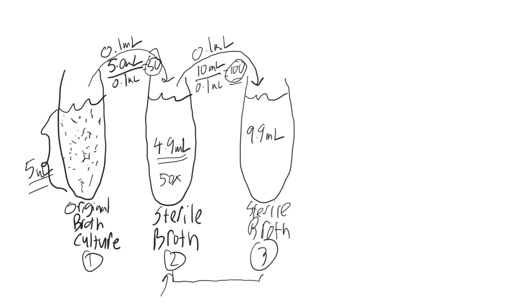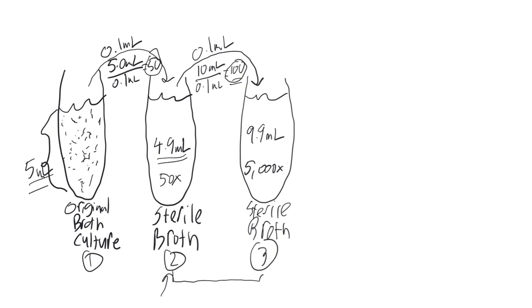So if you work that out, 50 times 100 is going to be 5,000. Okay, so that means that the third tube is 5,000 times more diluted than the first tube. All right, let's keep going.